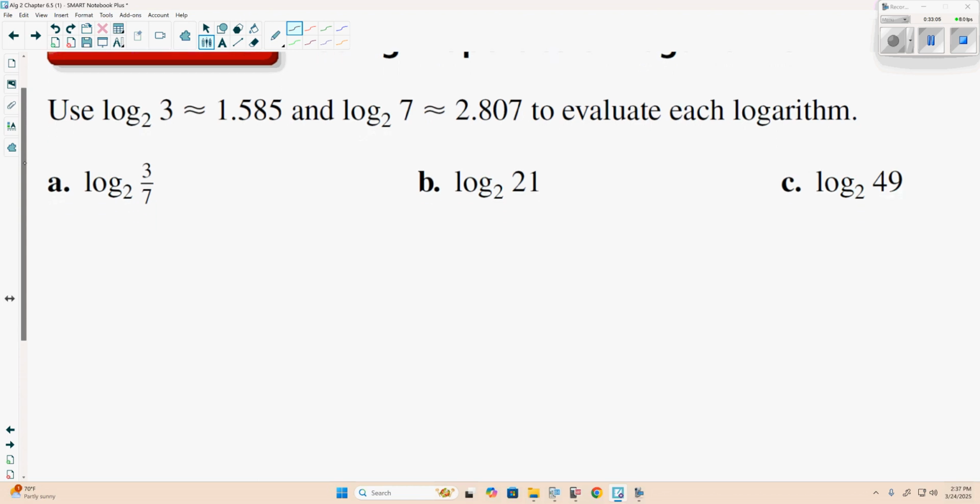Now they sure would not put log base 2 of 3/7 in any of the tables. Because according to our quotient property, log base 2 of 3/7 is the same as log base 2 of 3 minus log base 2 of 7. Because I can take that according to the quotient property. If I have two things being divided inside the log, I can rewrite it as a subtraction of two logs.